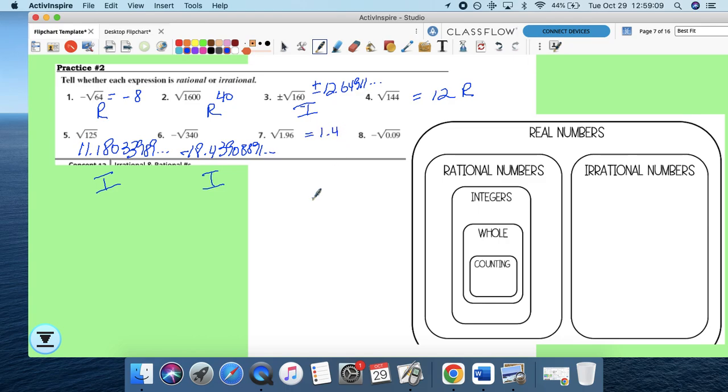So if you take 1.4 times 1.4, you get 1.96. So that makes it rational. It's a terminating decimal. It ends right there. Square root of 0.09 is negative. Well, I mean, the negative is outside, so 0.3. So if you take 0.3 and multiply by 0.3, guess what? You get 0.09. And 0.3 is a terminating decimal. It ends right there, which makes it rational.